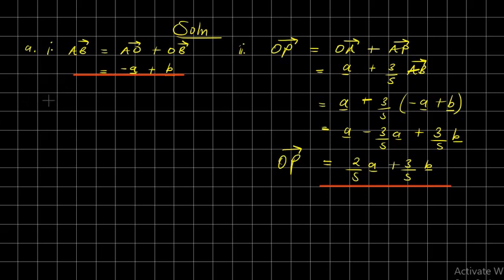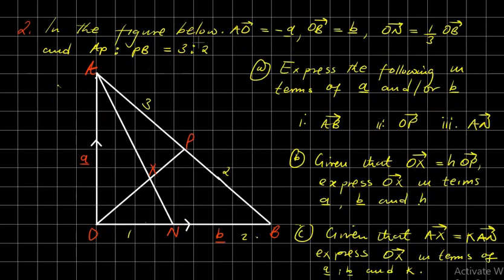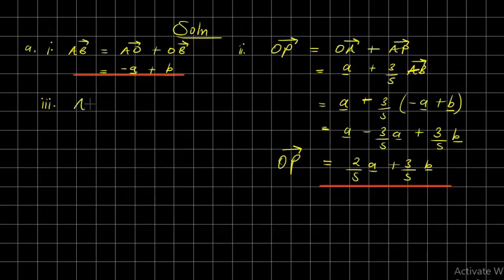Let's look at number 3. Number 3, what is it that we are looking for? We want to find the vector AN. AN is very simple. We are coming to N. We are going to say it is equal to the vector AO combined with the vector ON, right? So we are going to do that. So AN vector is equal to AO vector, then ON.